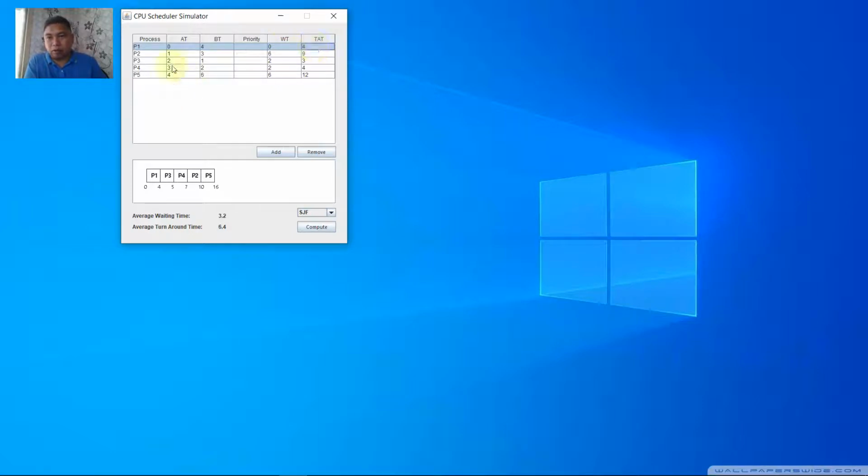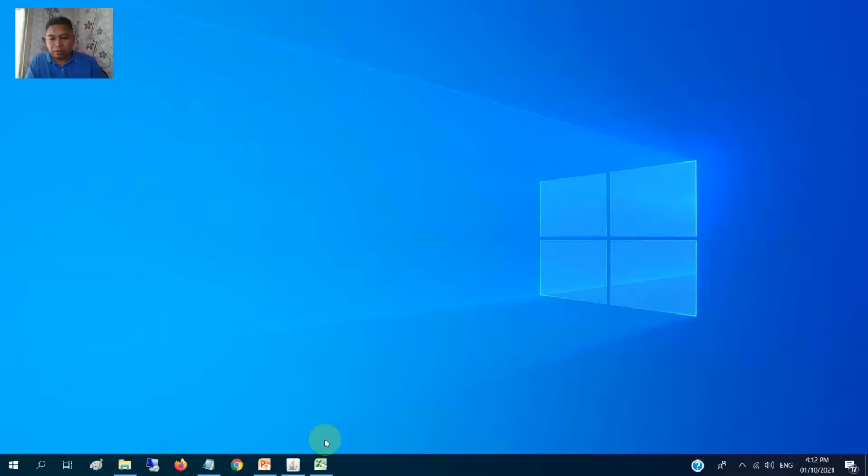This part is given. Then we will solve for the waiting time and the turnaround time, and the Gantt chart also. How do we come up with this, and then the average waiting time and turnaround time? For the details, I will use another application, Excel.